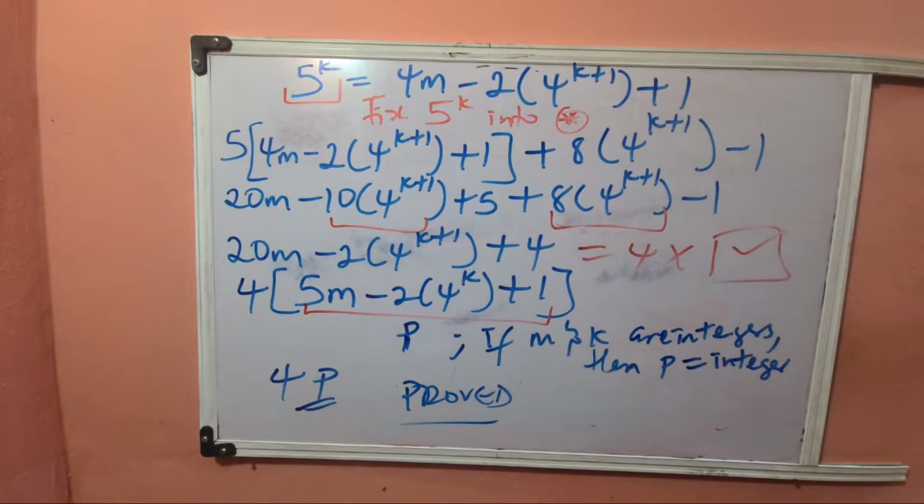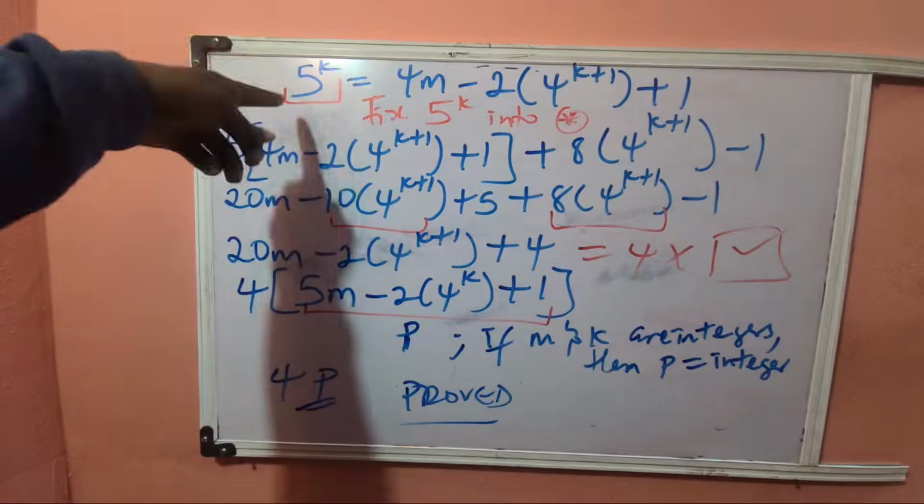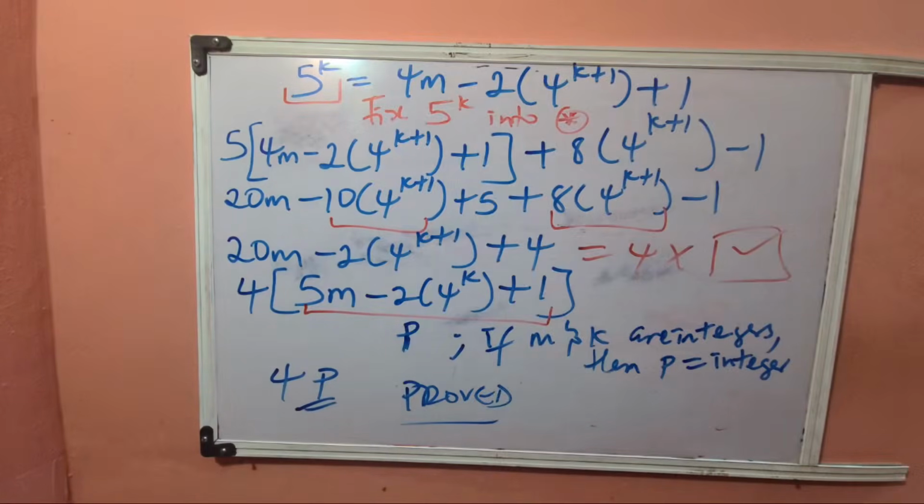5. I did not fix in 5 anyway. Where did I fix in? Okay, 5 raised to power k. Where I fixed in 5 raised to power k, and obviously that was from my inductive hypothesis. Okay, people are following.